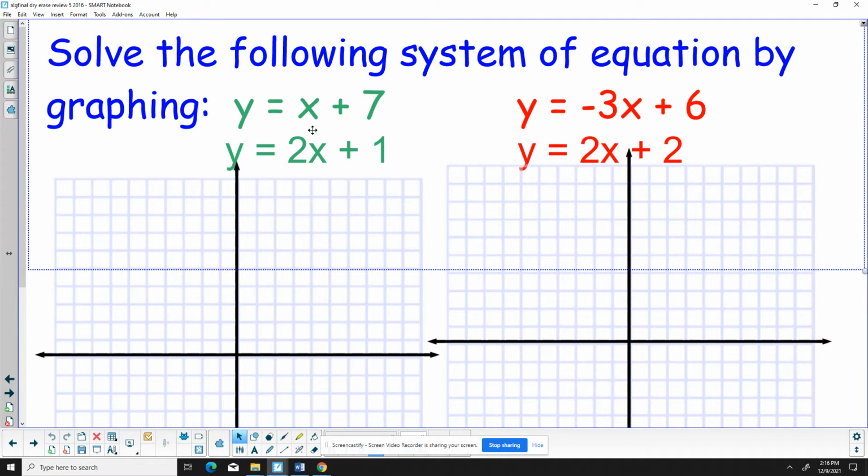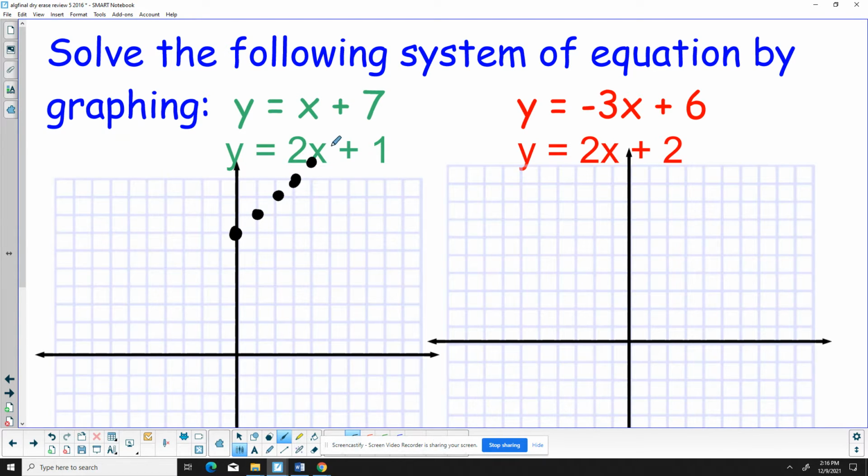So here I have a slope of 7, or no, a b of 7. 1, 2, 3, 4, 5, 6, 7. And then my slope goes up. I need a bigger graph, don't I? We'll do that. And then the other one has a b of 1 and up to right 1. I'm headed towards it.